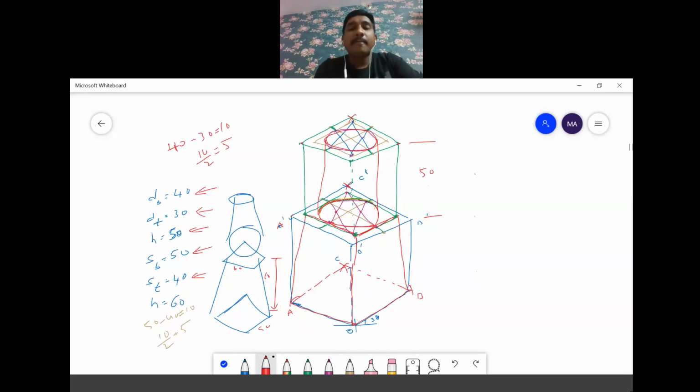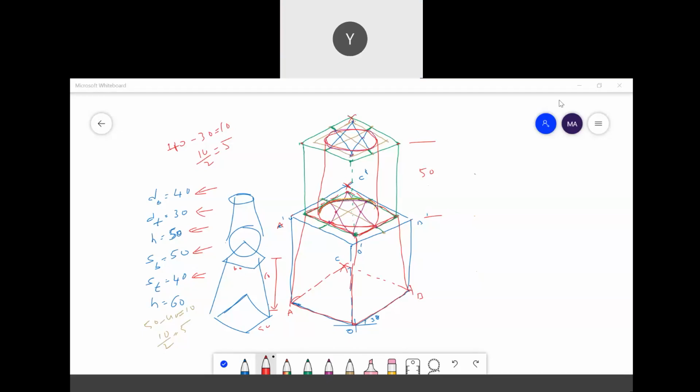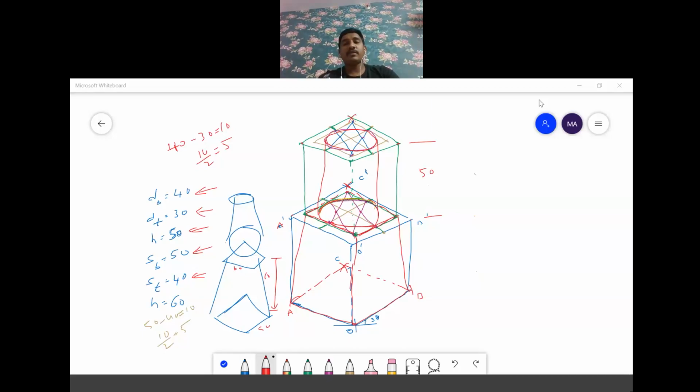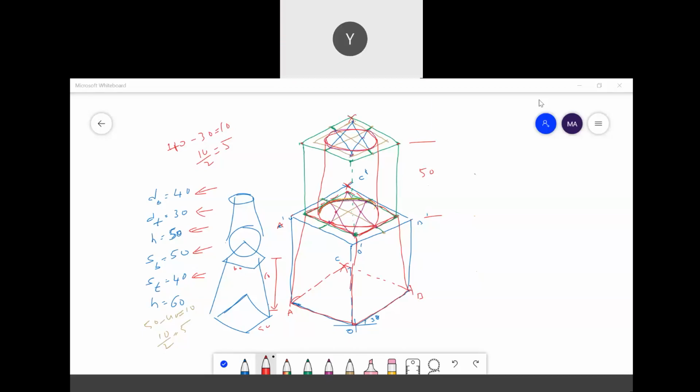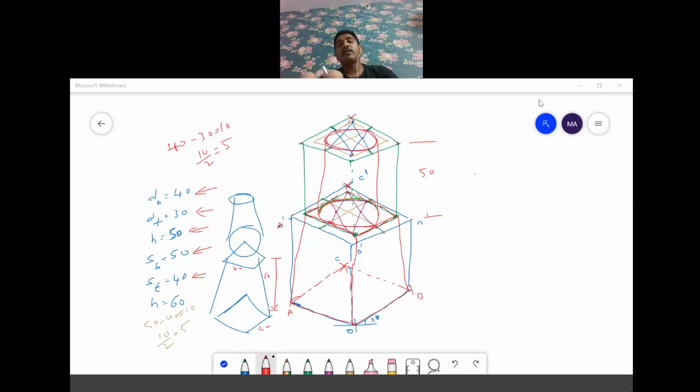Is it clear? Up to here it will be dark. Again it is a dotted line here. This is a rectangle. Here it is dark. Anybody has any doubts? Is it clear? First you have drawn a frustum of a pyramid, and on that you have drawn a frustum of a cone.